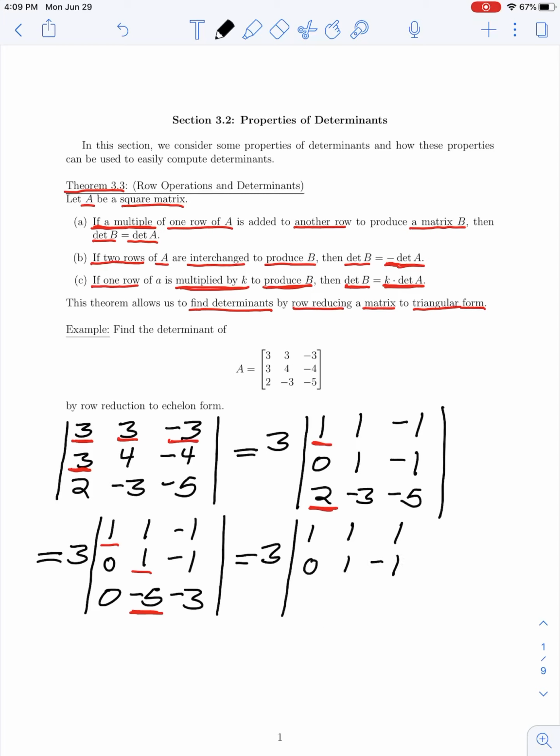And to eliminate that 5, I could take 5 times my second row, add it to the third row, and that wouldn't change the value of the determinant according to Theorem 3.3. So let's see what we have. We would have 0, 5 minus 5 is 0, and then negative 5 minus 3 leaves me with negative 8.